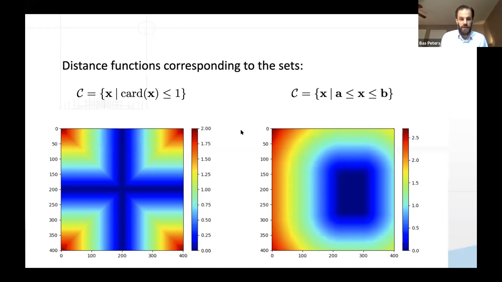So just to show some examples, these are the distance functions plotted in just two dimensions. Here we have the distance function related to the set of cardinality smaller or equal to one. That set is just the axes of your coordinate system, and going away from those, you see the penalty increase. And this is a box constraint, so you have a zero box here. That's the constraint set. And then outside, the value increases. So these are just two examples of one convex and one non-convex distance function corresponding to these two sets.